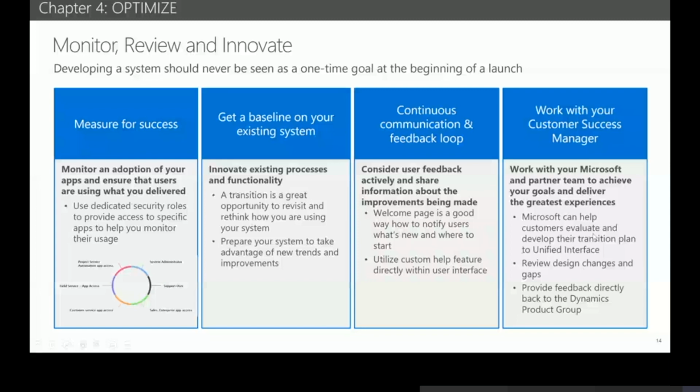Depending on your relationship, you may have a FastTrack engineer involved, you may have a customer success manager involved, you may have an account executive working with you. These are people you can reach out to that will have access to more resources around transitioning to the unified interface, that can help you review any challenges that you may see on the journey, any design changes and gaps that affect your project. And that could also facilitate feedback directly back to our product group, so we can look at the journey going forward, bringing your feedback into that.